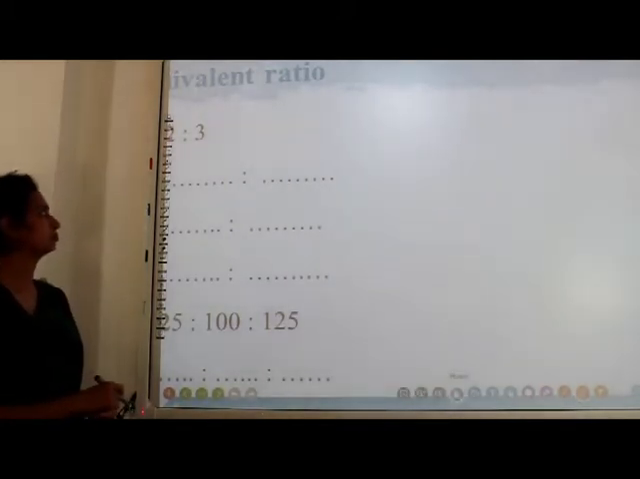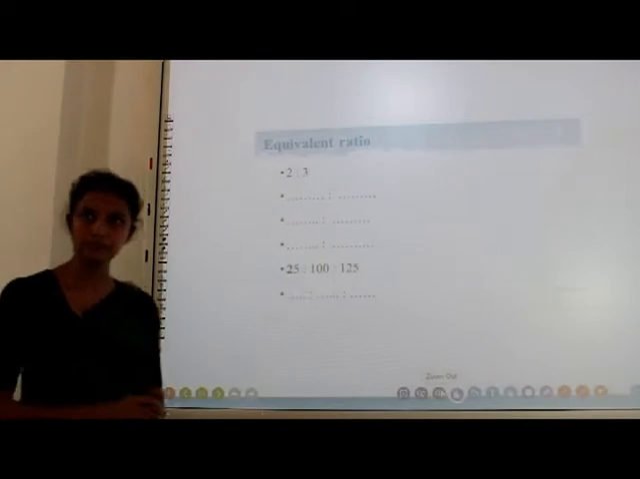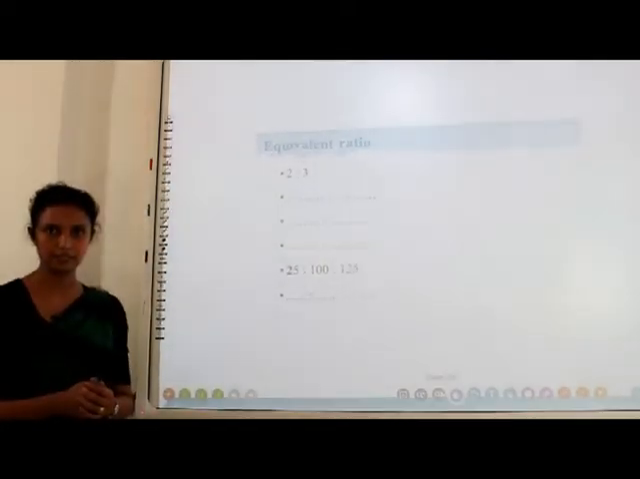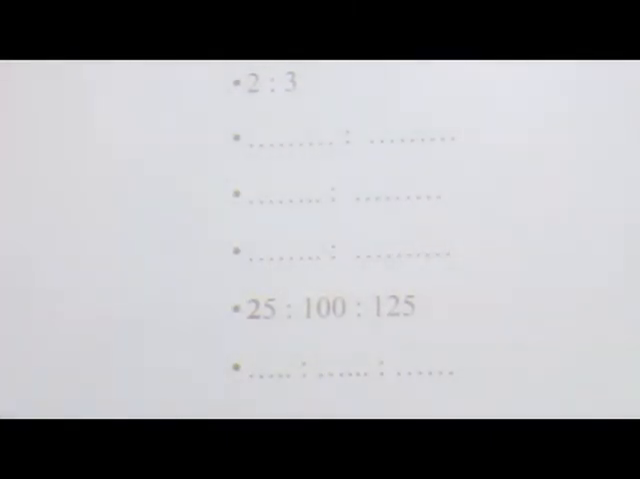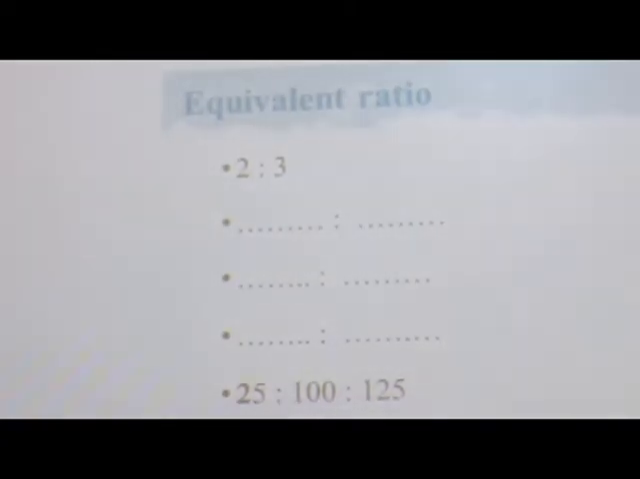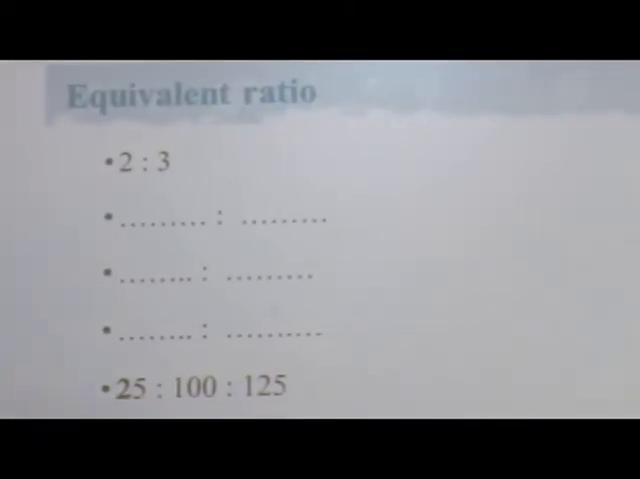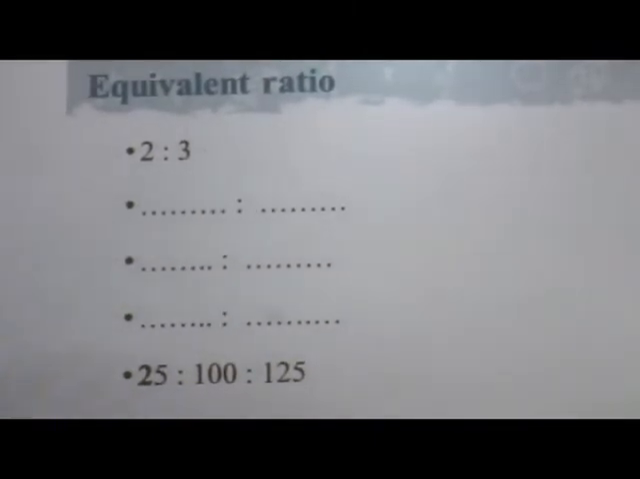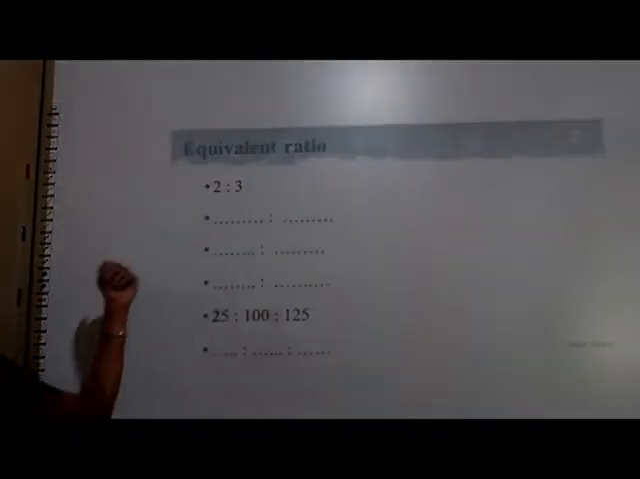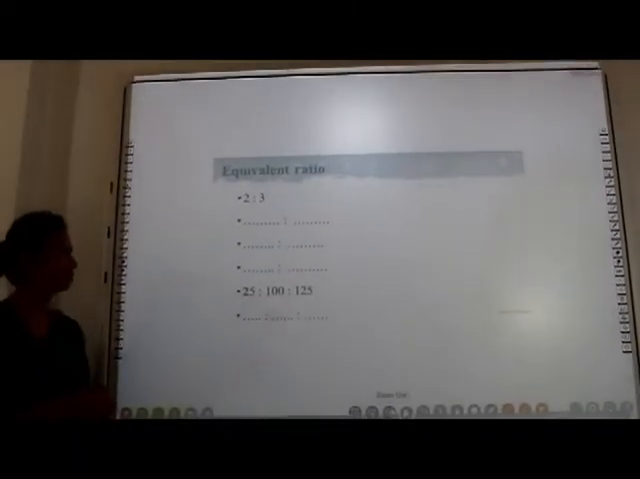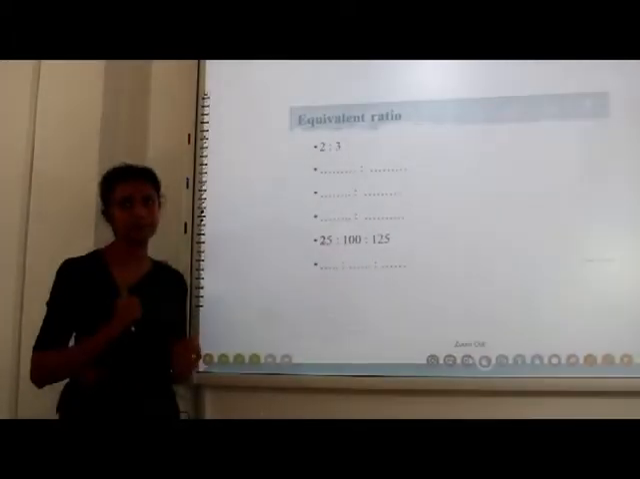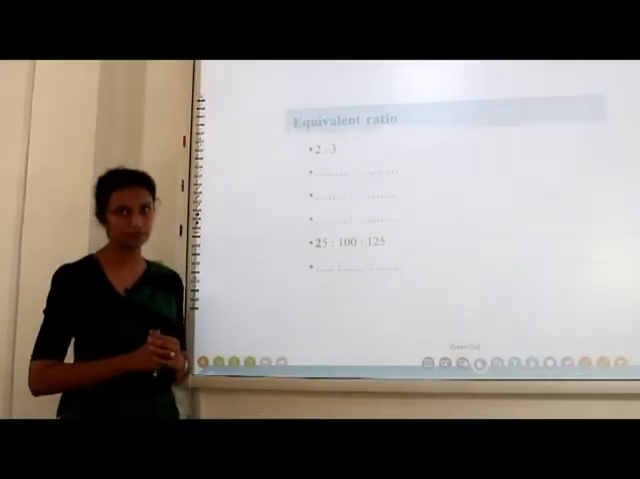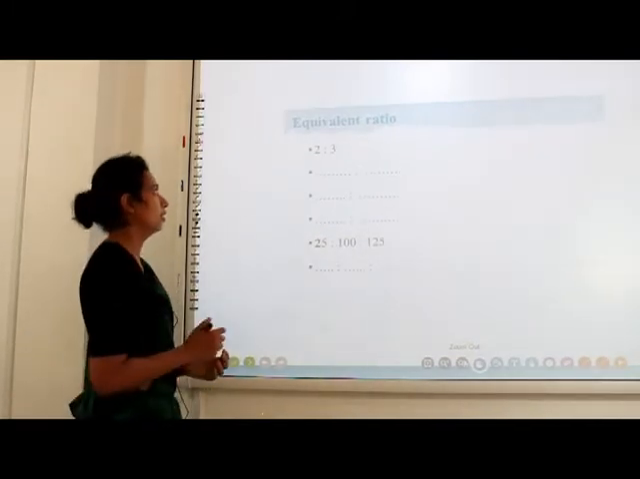Equivalent ratio. You have learned the term equivalent earlier. You have written equivalent fractions, and this is very similar to that. This is equivalent ratio. When you were writing equivalent fractions, you multiplied or divided both the denominator and the numerator by the same number. Likewise, when you are writing equivalent ratios, you can both multiply and divide the given terms of the ratio by the same number.